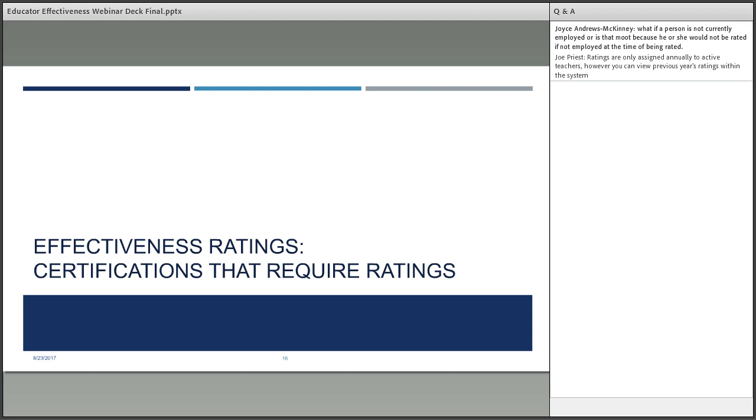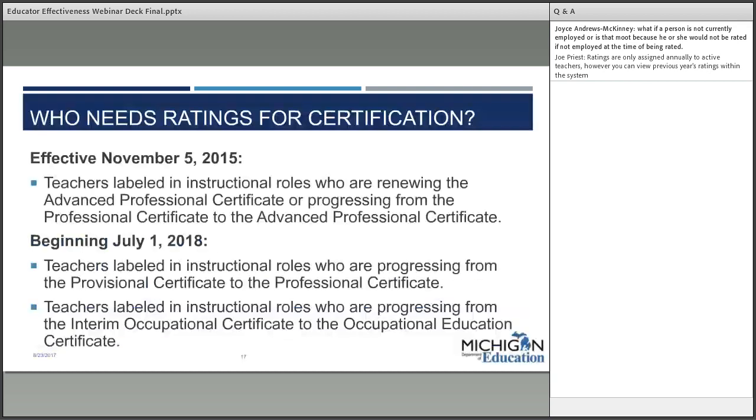Thank you, Marty. So the first thing that we're going to talk about is who needs ratings for certification. And there's some confusion about who needs ratings and who doesn't. Please keep in mind that only teachers who are listed as functioning in instructional roles need ratings to progress to the next certificate. And among those in instructional roles, the law that is already in place requires ratings for those renewing an advanced professional certificate and also for those progressing to the advanced professional certificate from the professional certificate.